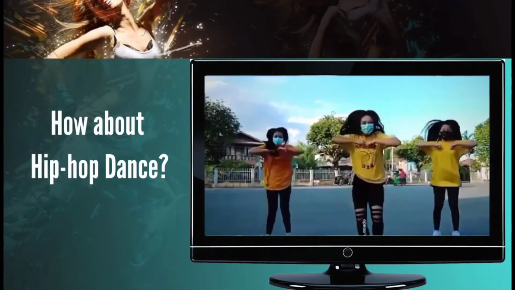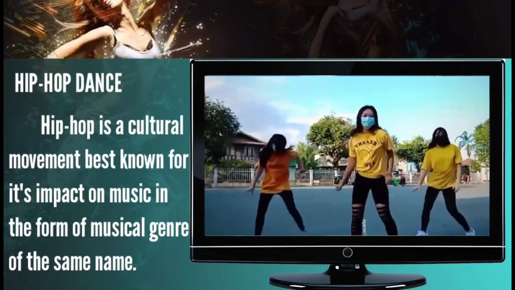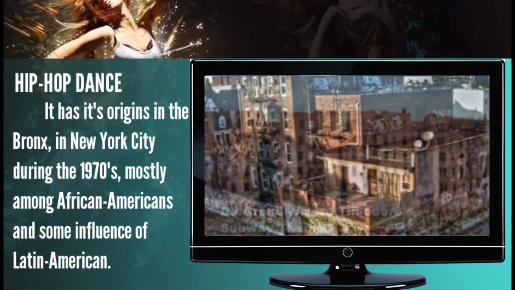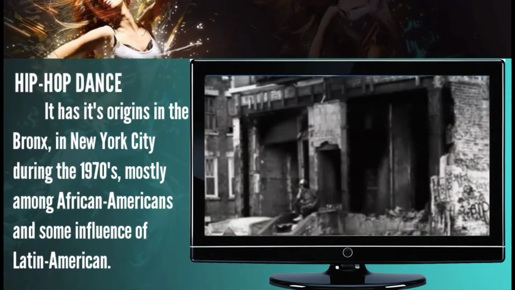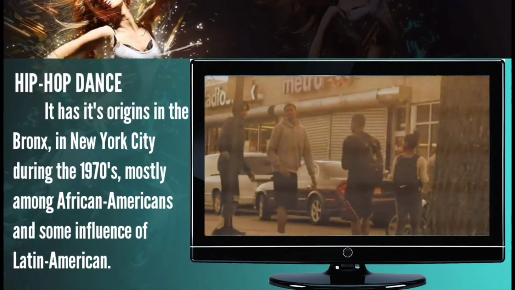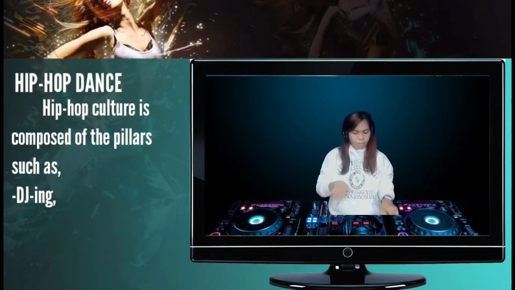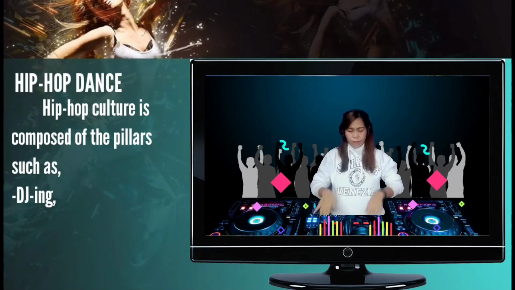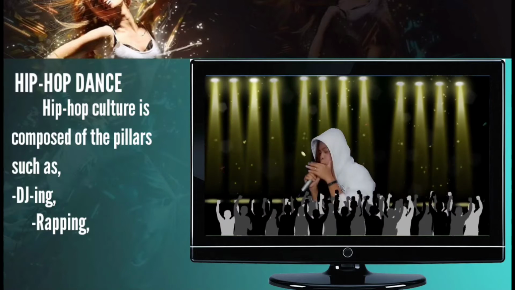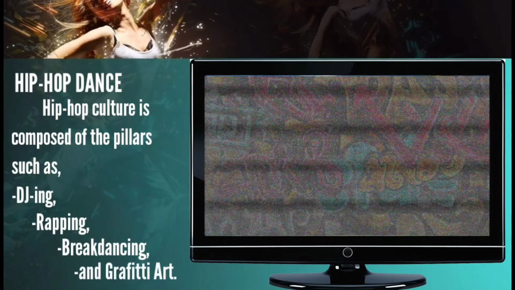How about hip-hop dance? Hip-hop is a cultural movement best known for its impact on music in the form of the musical genre of the same name. It has its origins in the Bronx in New York City during the 1970s, mostly among African Americans and some influence of Latin Americans. Hip-hop culture is composed of the pillars such as DJing, rapping, breakdancing, and graffiti art.